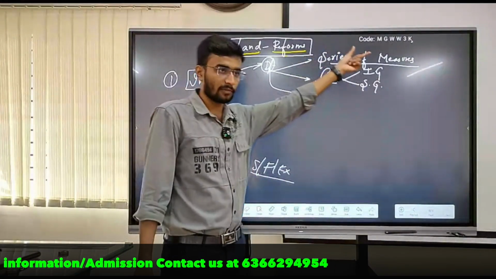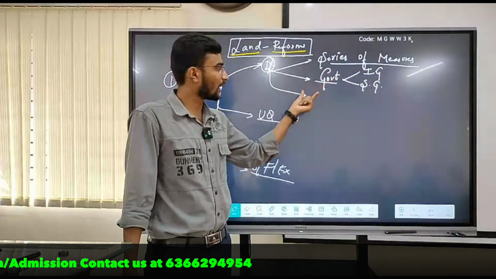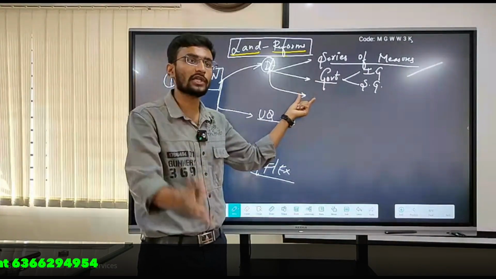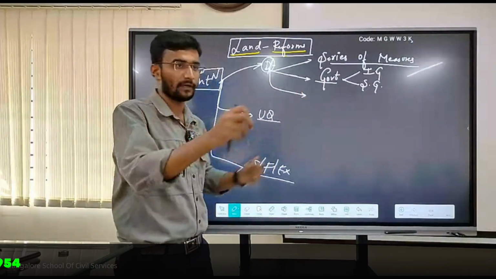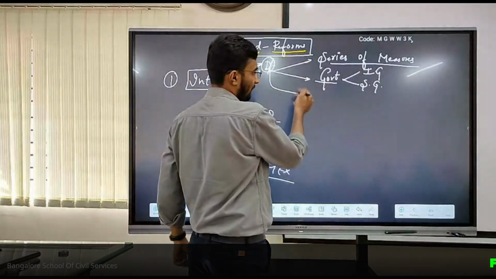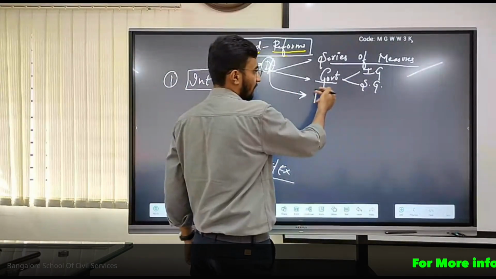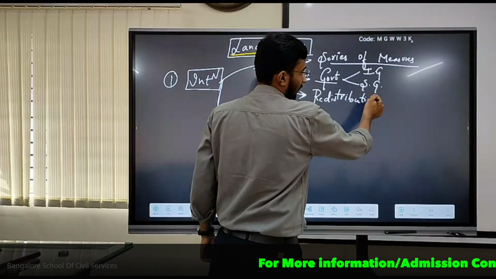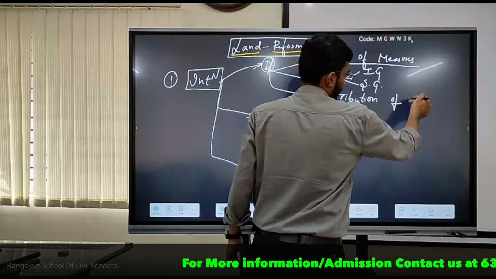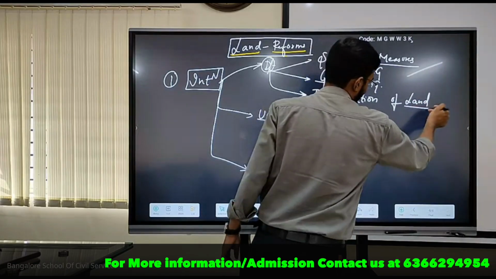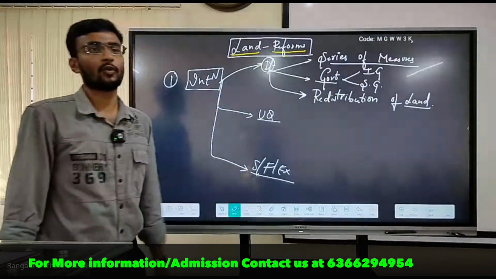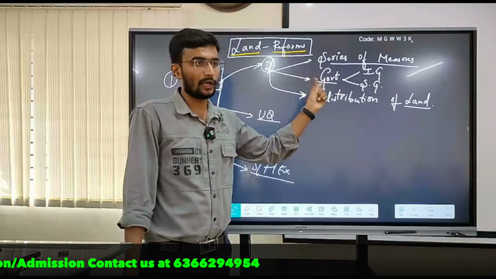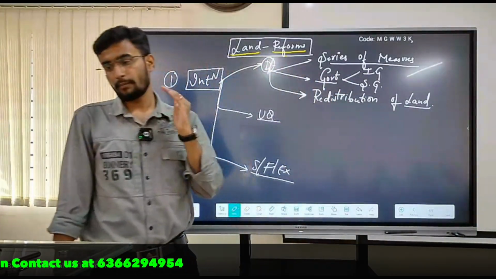It is a series of measures taken up by the government to achieve what objective? That is social justice, to achieve rural development. What kind of rural development can be done? That is nothing but redistribution of wealth. Here, what is the wealth? It is the land. Redistribution of the land to reduce inequality among the rural population.